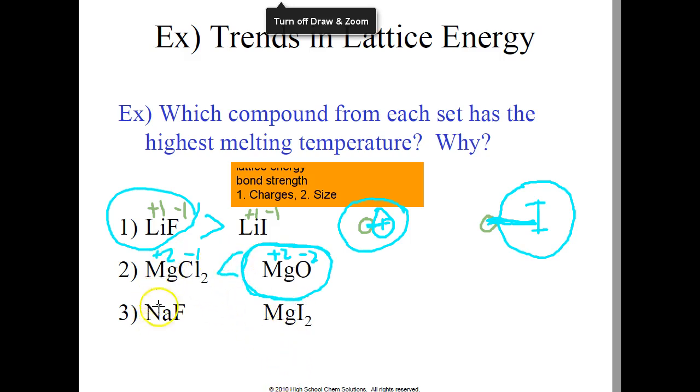Same thing here, Na +1, F -1, Mg +2, I -1. +1 -1 or +2 -1. 2 and 1 is greater than 1 and 1. So this one would have a greater lattice energy. So we're only going to look at the sizes like we did in number 1 if the charges are the same. If the charges are different, the charges make the difference.